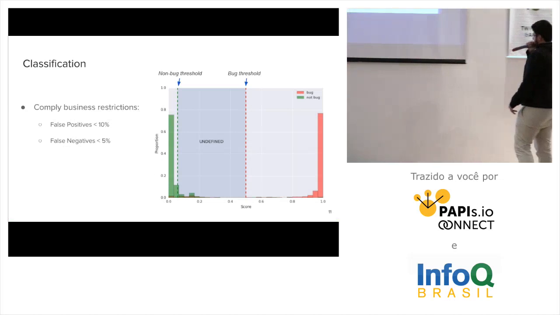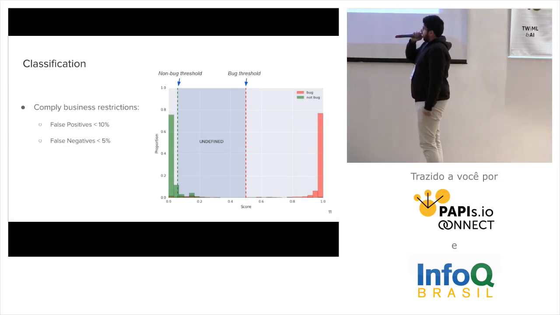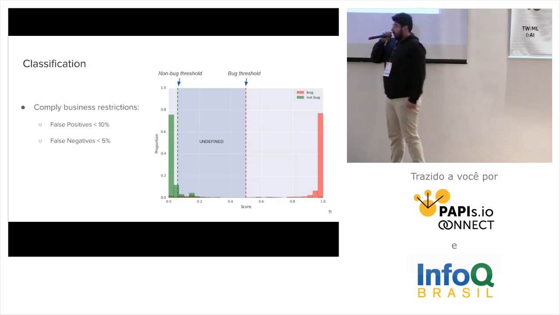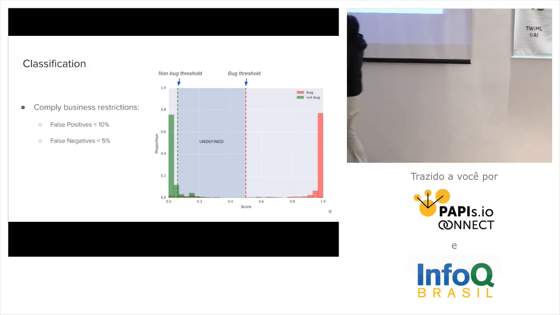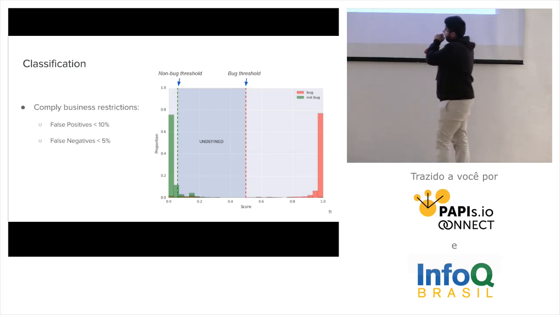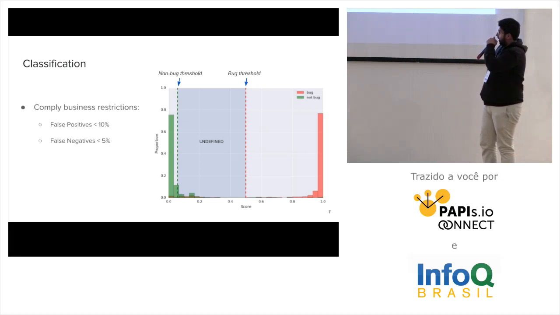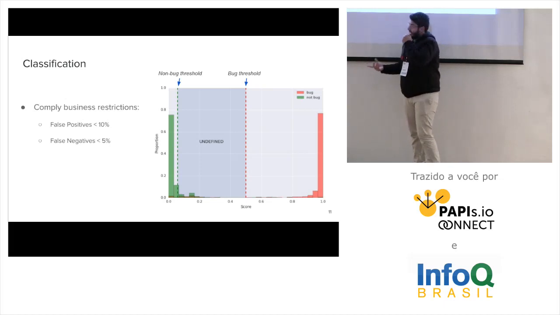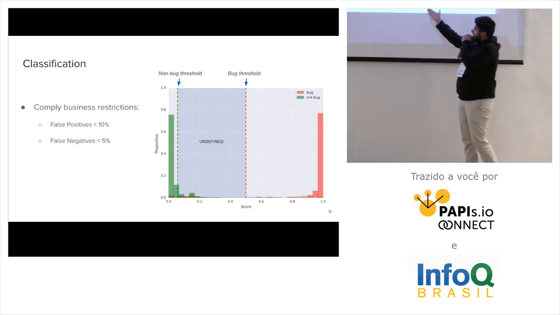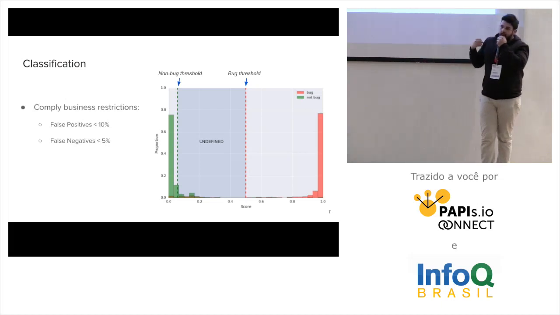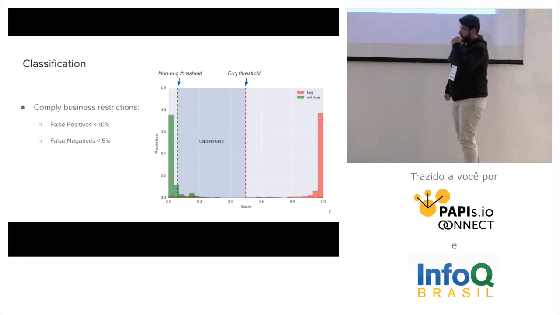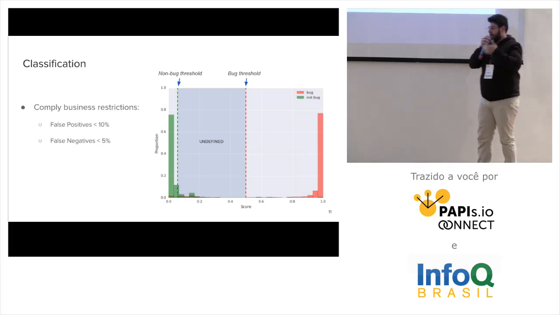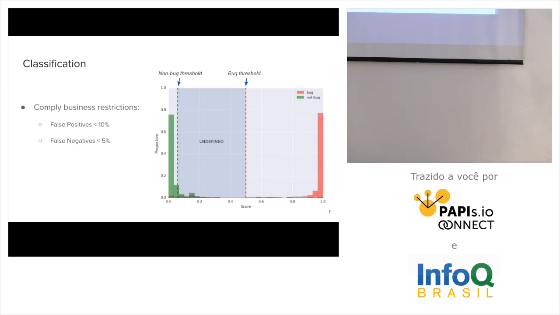This is interesting: it's a business restriction that was imposed on us. We had to comply with two restrictions. We have to have less than 10% of false positives and less than 5% of false negatives. False negatives are when our model says that it's not a bug, but actually it is. When a false negative happens, it's more costly to the company, because a bug goes to production, and the false positives are less costly because they only cost time of the triage team. They will spend just a few minutes to analyze a report if you classify wrongly.